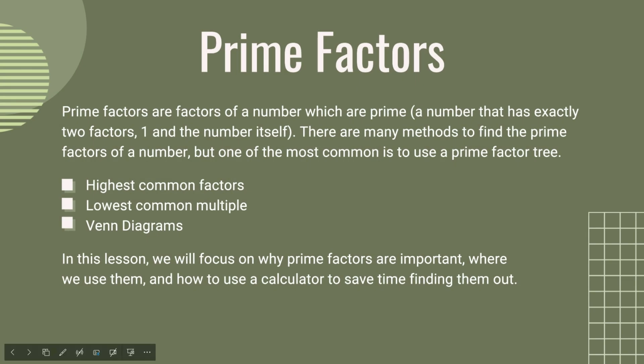Prime factors are factors of a number which are prime, a number that has exactly two factors, one and the number itself. There are many methods to find the prime factors of a number, but one of the most common and easy methods is to use a prime factor tree. In this lesson, we will focus on why prime factors are so important, where we use them, and how to use the calculator to save time finding them out.